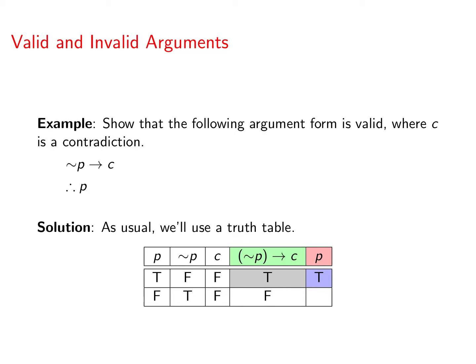Notice that I didn't finish the truth table. What's going on here? Well, we don't really care. All we have to worry about is what happens when the premises are true. We don't really care about what happens when the premises are false. It won't matter for trying to prove that an argument form is valid.